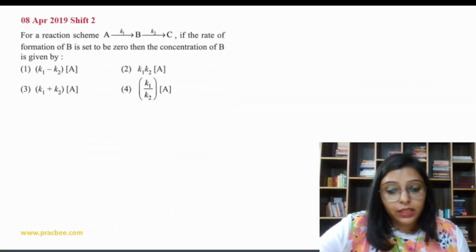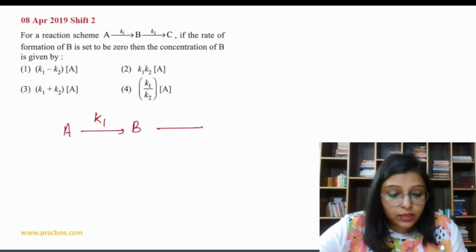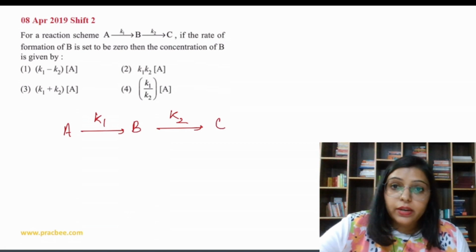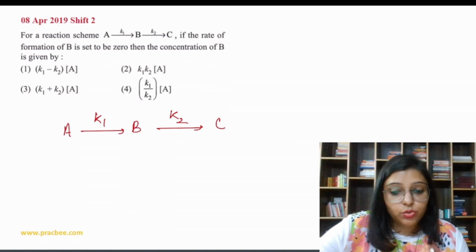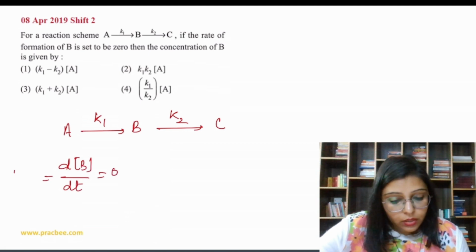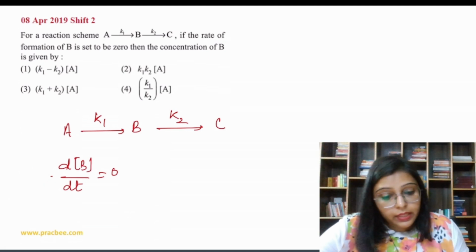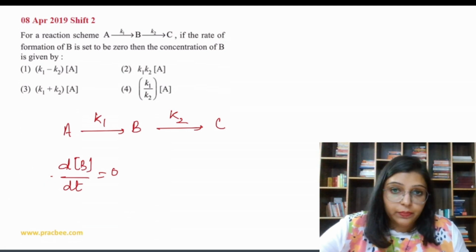For a reaction scheme A, k1 gives B, k2 gives C. Now the rate of formation of B is said to be 0. It means the rate of B is going to be 0, it means d[B] by dt is equal to 0. Then the concentration of B is given by.